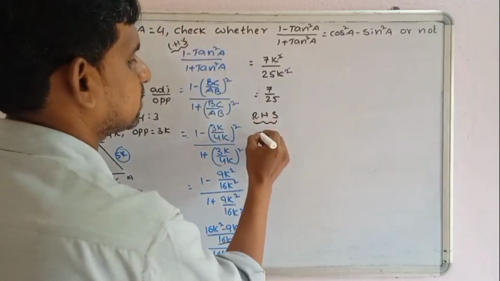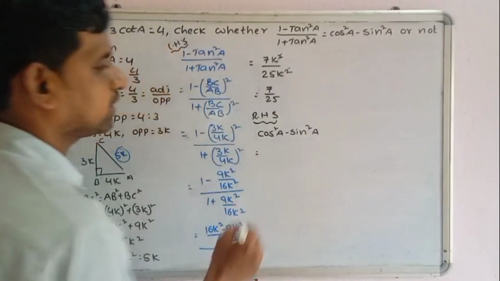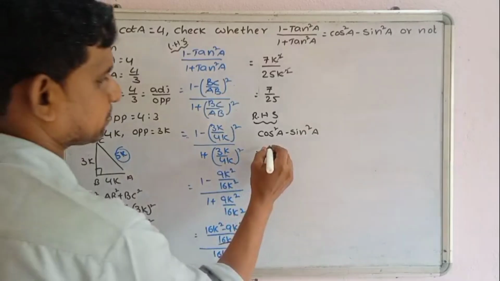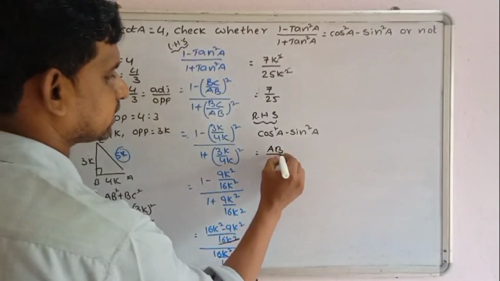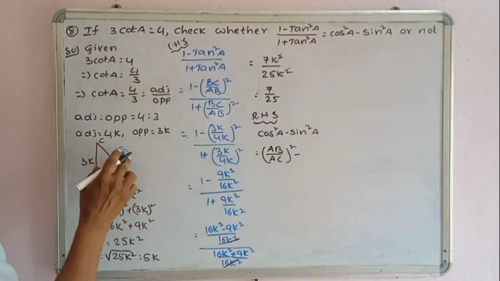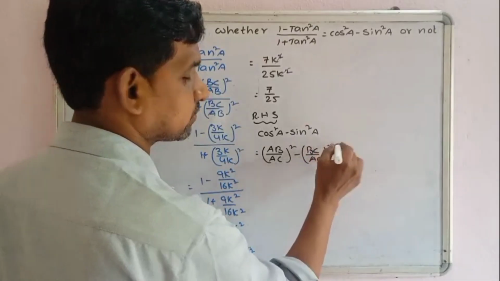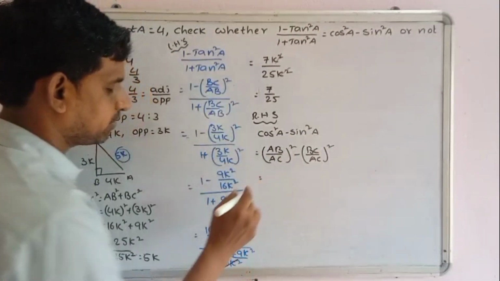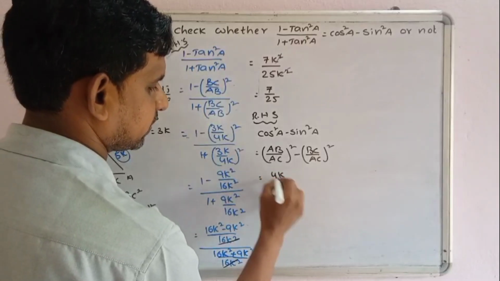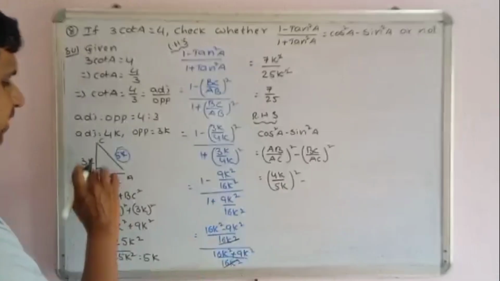So what is RHS? Cos square A minus sin square A. Cos A is side adjacent to A by hypotenuse. Side adjacent to A is AB, hypotenuse is AC, squared, minus sin A, side opposite to A by hypotenuse. Side opposite to A is BC, hypotenuse is AC, squared. So AB value is 4k, BC value is 3k, AC value is 5k.